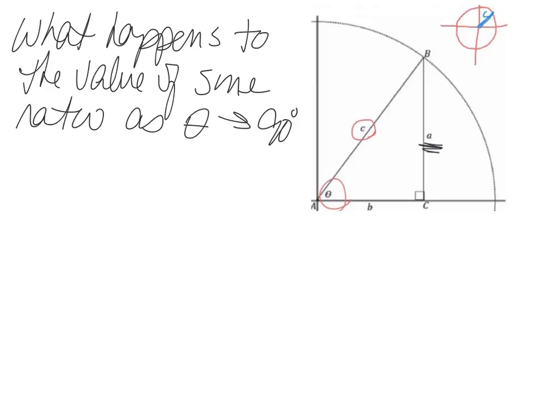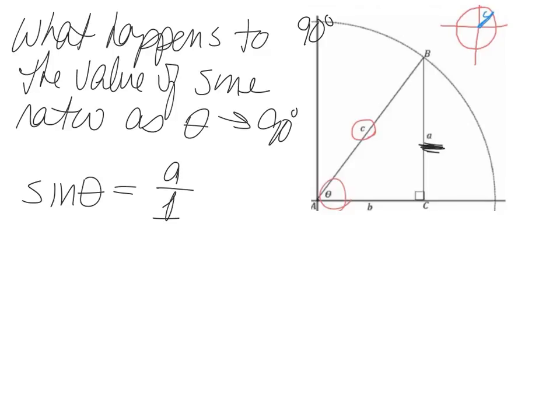What happens to the value of the sine ratio as theta approaches 90 degrees? 90 degrees would be up here, so our angle is getting bigger and bigger. Let's just consider what's happening to the opposite side, A, again, because as you remember, sine theta equals opposite over hypotenuse.